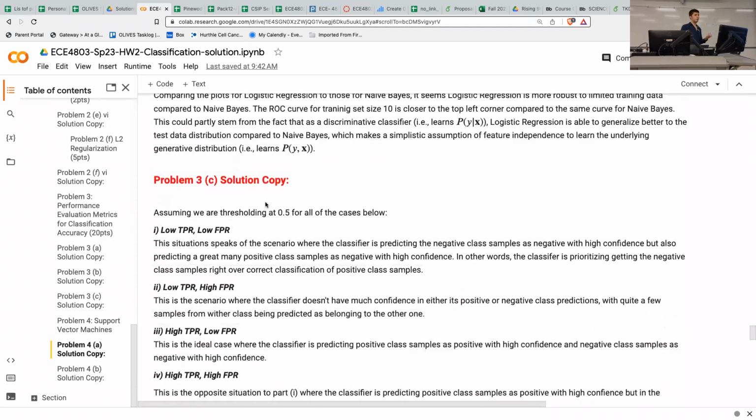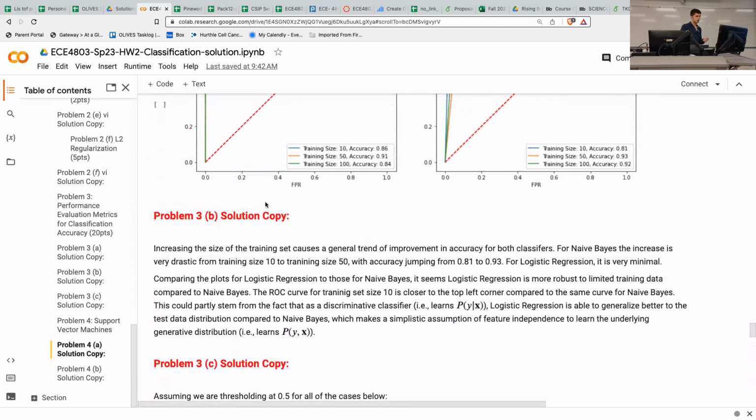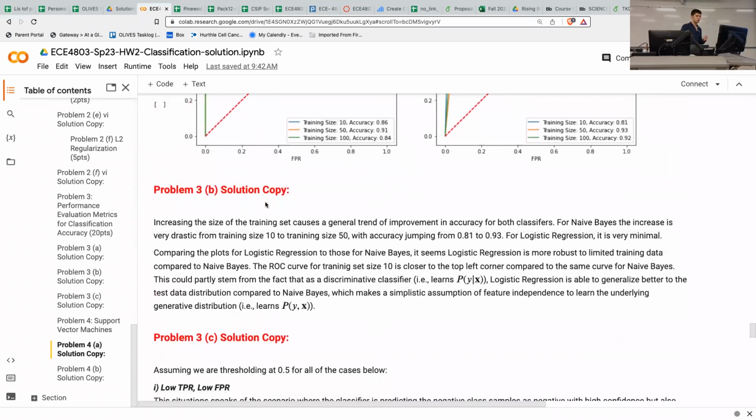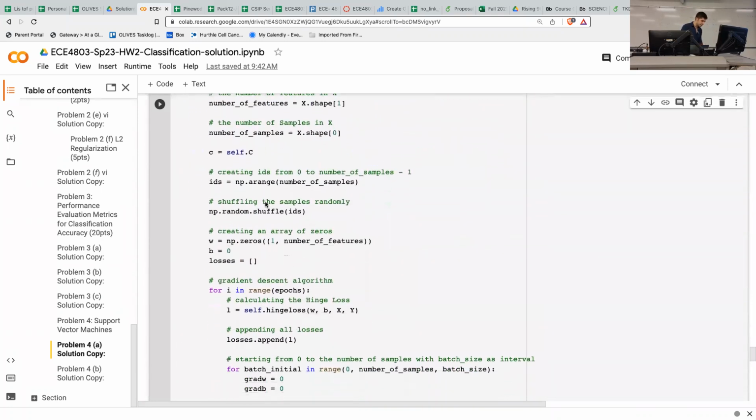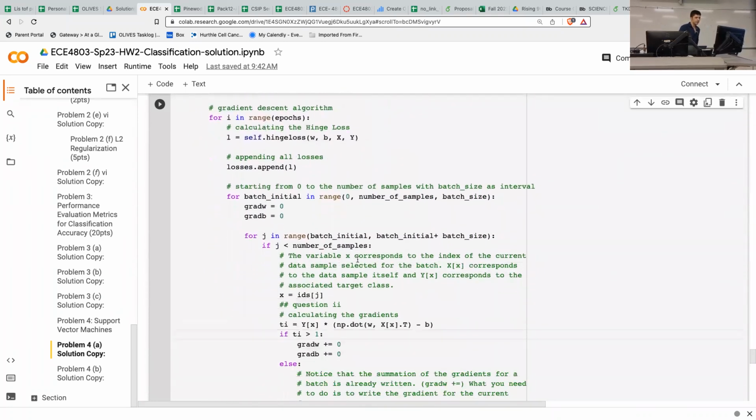Apart from that, any other questions? Go for it. Yeah, of course, I have written it here. The variable x, the small x, corresponds to the index of the current data sample. The capital X corresponds to your complete data set. The small x gives you one data sample in your data set, and you use it in the gradient descent algorithm. This was what I was trying to do.